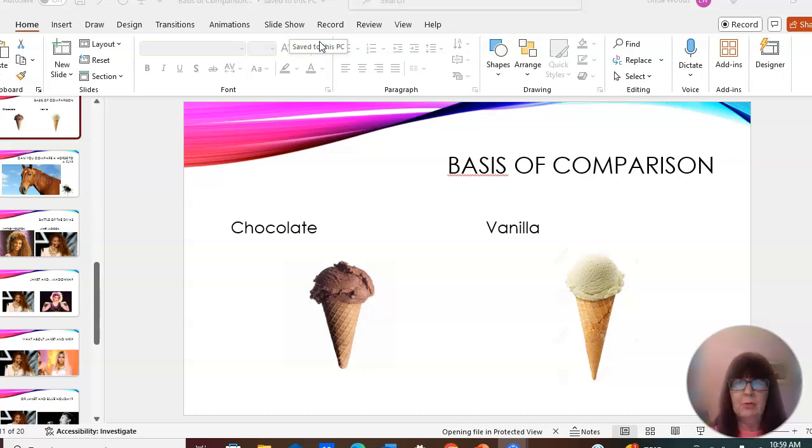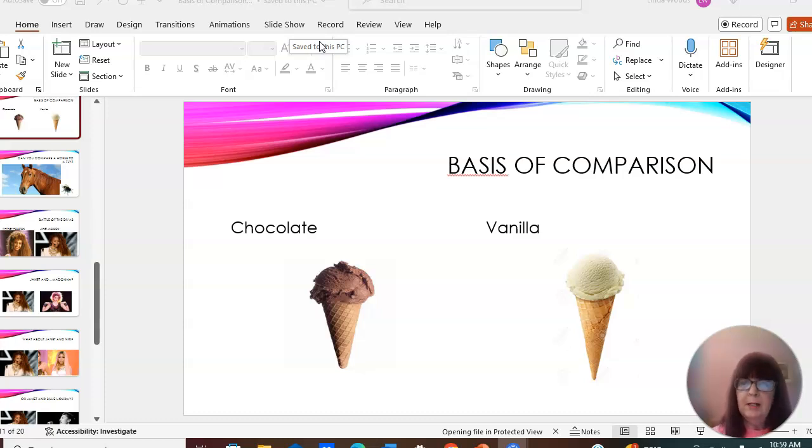But getting back to the basis of comparison, what is that and why is that important? First of all, think about what is the purpose. When you're going to compare two or more things, you're basically looking at how two or more things are alike. Now, if you're contrasting, you're looking at how two or more things are different. And comparison and contrast obviously is a combination of the two.